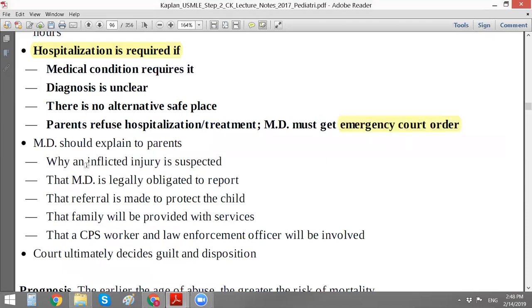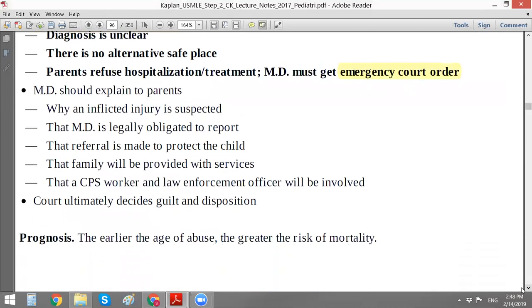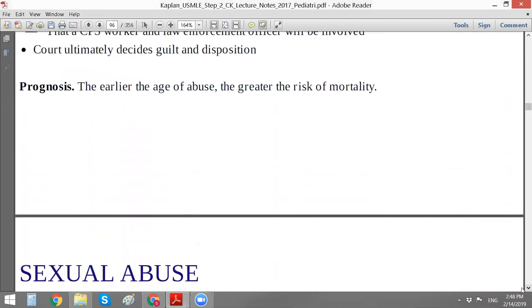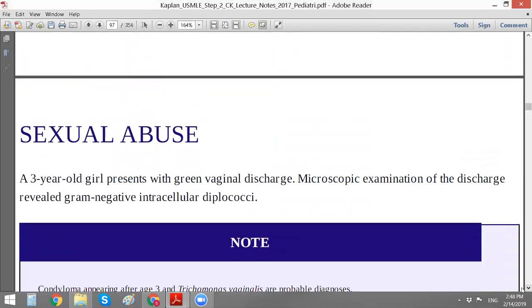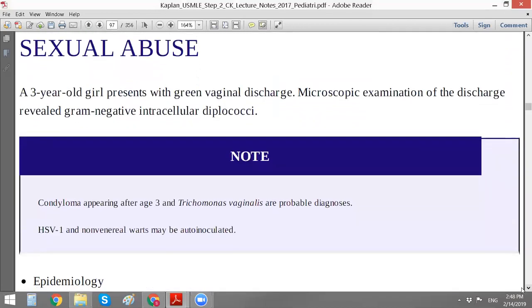Then we have this thing. The MD should explain to parents that when abuse is suspected, he is legally obligated to report. Referral is made to protect the child. Family will be provided with services, and the CPS worker and law enforcement will be involved. And the court will ultimately decide guilt and disposal. The earlier the age of abuse, the greater the risk of mortality.